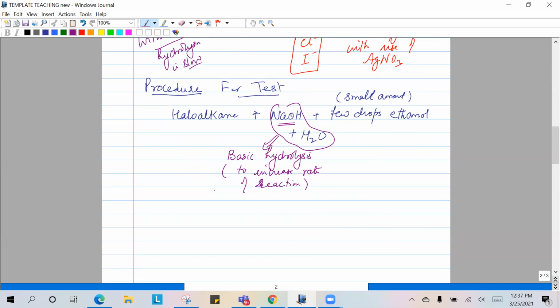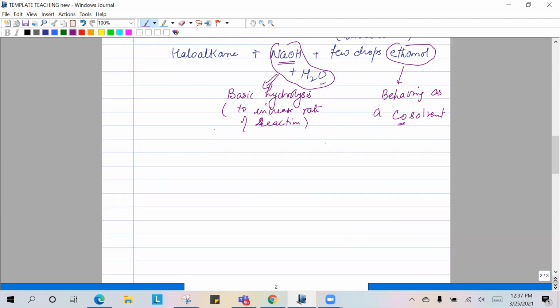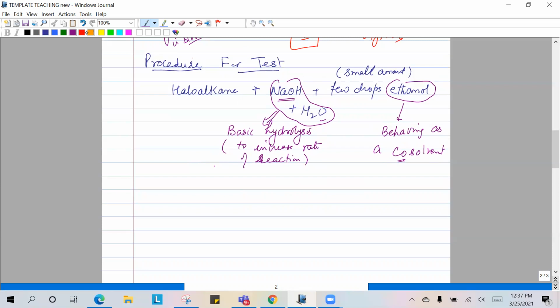The second thing is why the ethanol is being added. So you only need to say that this is behaving as a co-solvent, or you can just say a solvent. Why I'm using the word co? The reason is water is already there as a solvent. So in addition to water, this is also behaving as a co-solvent. Why? Because remember, haloalkanes are not highly soluble in water.